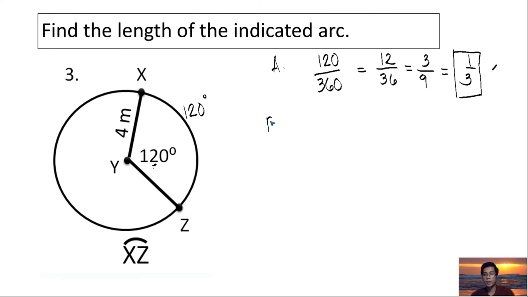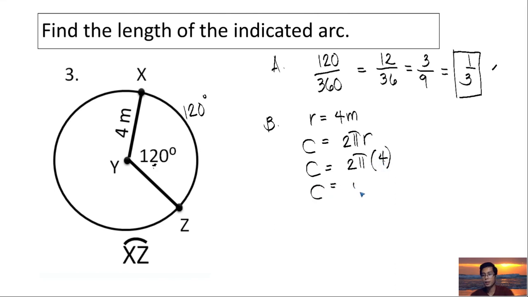Next, punta tayo sa letter B. Kunin natin ang circumference of the circle. Ang radius natin is 4 meters. Formula for circumference is 2 pi r. Ayan. Sa substitute, circumference now equals 2 pi times 4. 2 times 4 is 8. So, C equals 8 pi meters. This is now the circumference of our circle. So, ang kukunin na lang natin is length of arc.